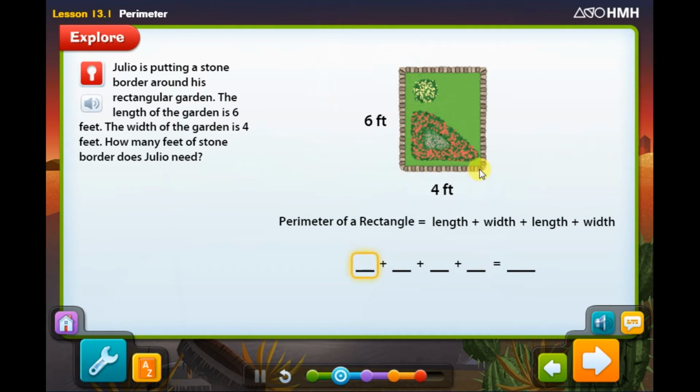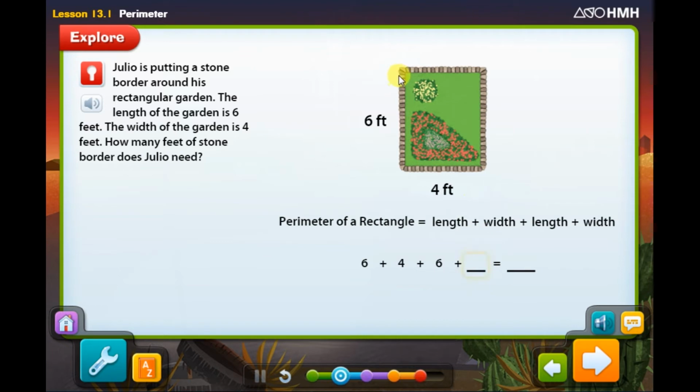The first length of the garden is 6 feet. What is the first width? Okay, so first you put 6, then you walk like that, 4. The first width of the garden is 4 feet. What's the second length? Then 6 again. The second length is the same as the first, 6 feet. What about the second width? Finally, this one, which is 4.